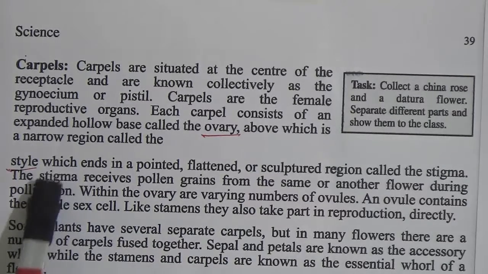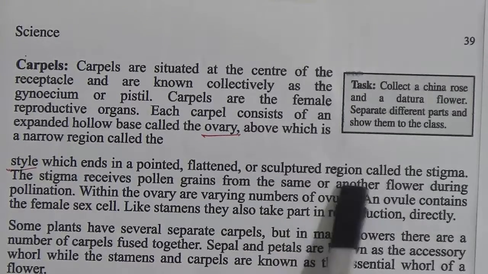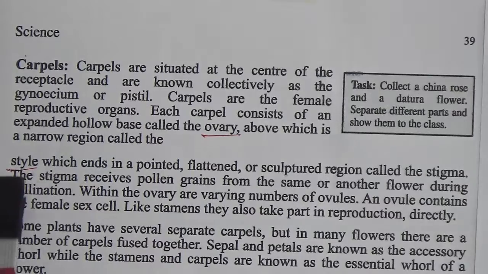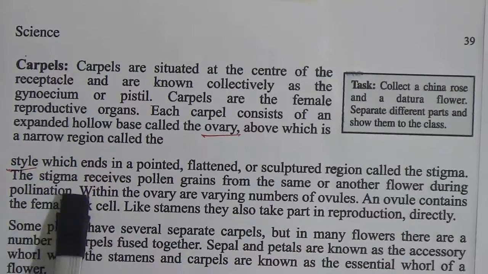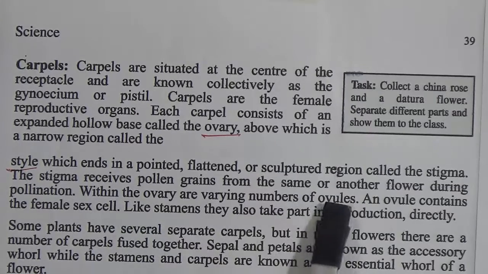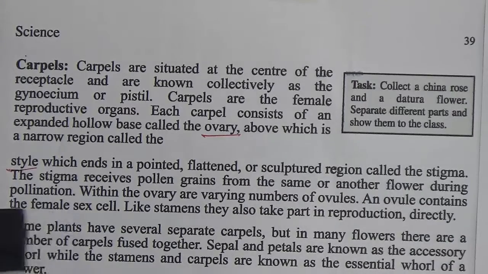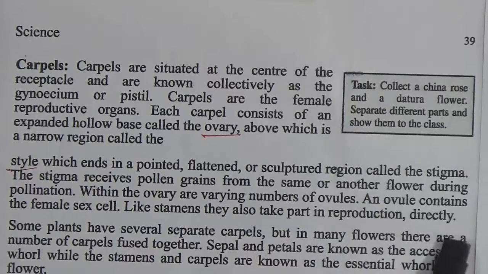That's why this part is very important. Its end is a pointed, filamented or sculptured region called the stigma. The stigma receives the pollen grains from the same or another flower during pollination. Within the ovary are a varying number of ovules, and the ovule contains the female sex cell. Like the stamen, they also take part in reproduction directly. Some plants have several separated carpels, but in many flowers a number of carpels are fused together.